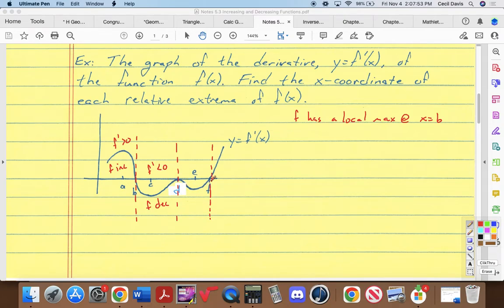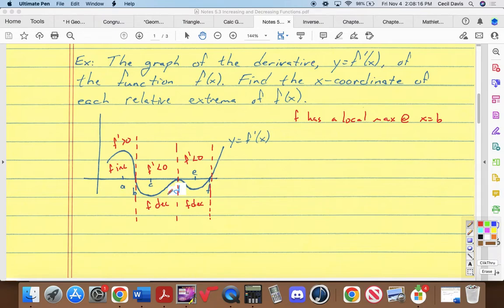All right, on this next interval, is f prime positive or negative? Pardon? Negative. So f is still decreasing. Is there a local minimum or a local maximum there? No, there's no local extrema.